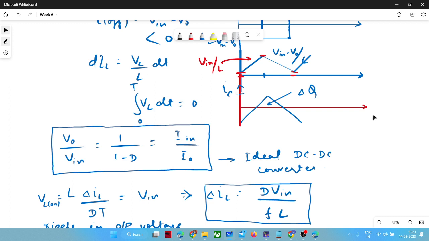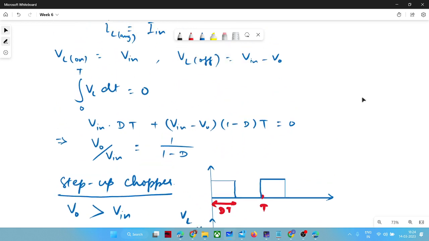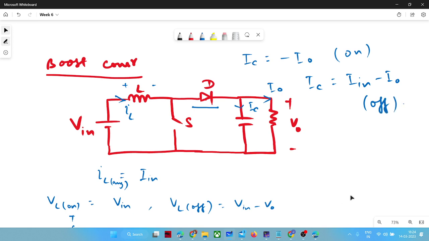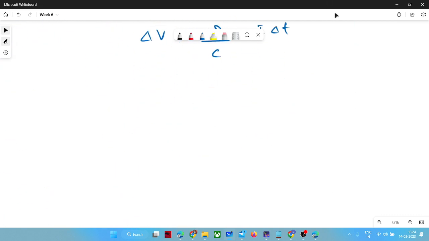So you are saying that you want to proceed with this kind of thing, but this will not be the appropriate curve for this converter. Let me write down from the circuit condition. When your switch is on, diode is disconnected, and IC is equal to minus I naught, right? Because here you are assuming I naught goes in this fashion and IC goes in this fashion. During the off condition, when your switch is off and diode is on, IC will be equal to I in minus I naught. Now we have to consider these conditions and plot the graphs appropriately.